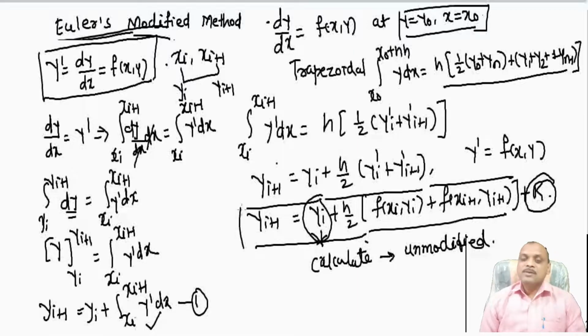The successive approximation is carried out until there is no significant change in the value of yi plus 1. So how many times do we have to iterate or repeat this process? Whenever there is no significant change in the value of yi plus 1 after the iteration, then we will stop. Otherwise, we will continue to repeat the process of iterations.